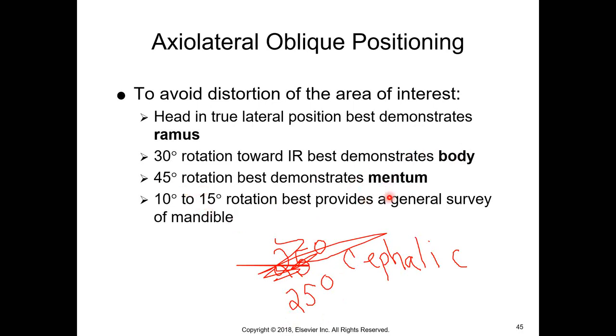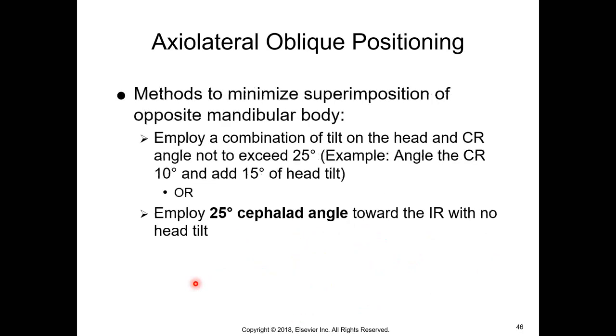If you wanted to see the mentum, what you would do is rotate the patient 45 degrees towards the image receptor, still using the 25-degree central ray angle entering into the mentum. Most facilities will use a 10 to 15 degree rotation just as a general survey if they're not sure where on the mandible the fracture is. Otherwise, if they specify where it is, then you know as a technologist how you need to rotate the patient. So patient in true lateral is for rami, 30 degrees rotation is for body, and 45-degree rotation is for mentum. All of them have a central ray angulation of 25 degrees.